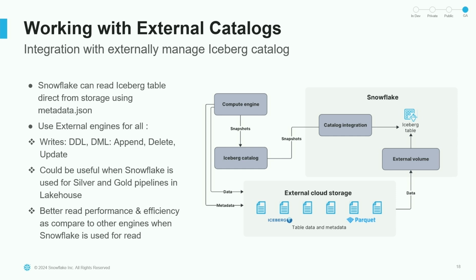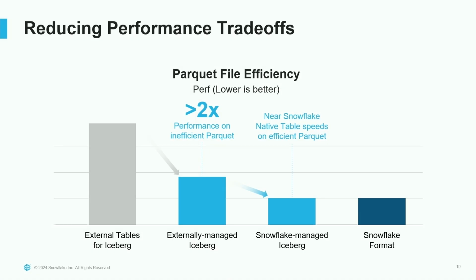What you get is better query performance, much more efficiency, built-in governance, and role-based access control. So if you have built your Iceberg tables outside of Snowflake and you want to get that data into Snowflake, that's also possible through Snowflake. What it actually gives you is almost 2x performance benefits versus using external tables.